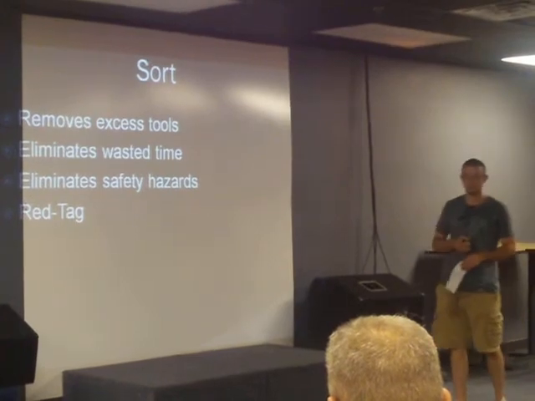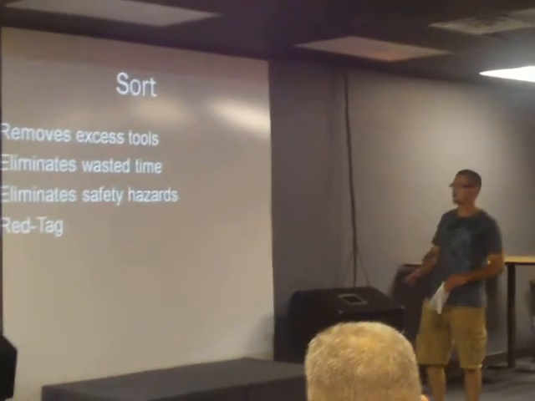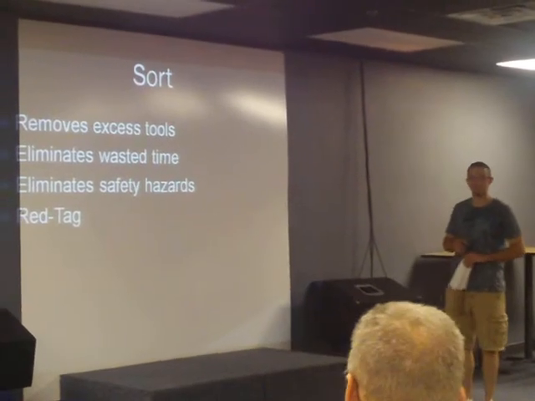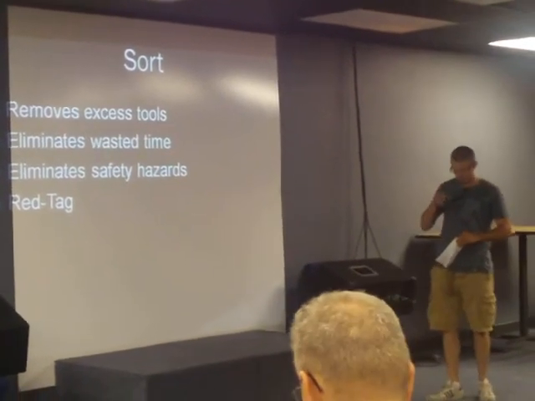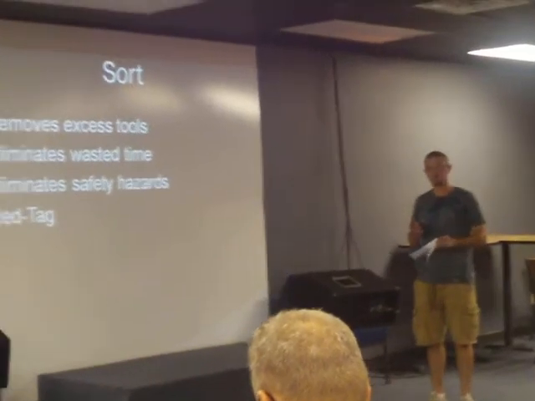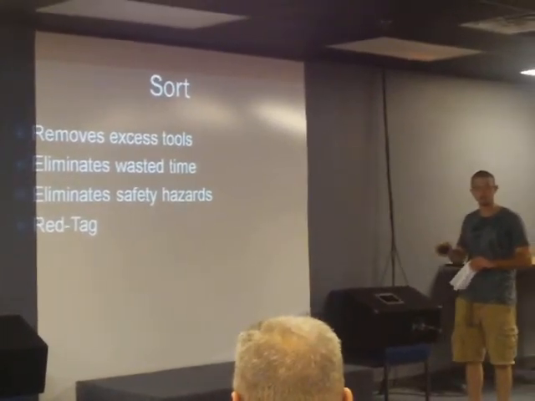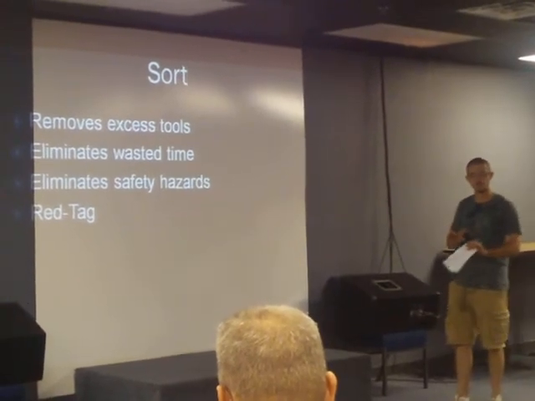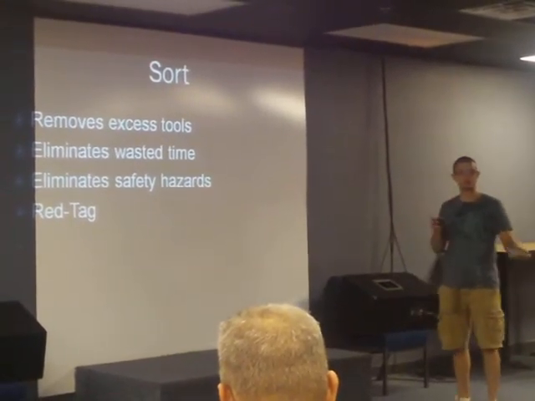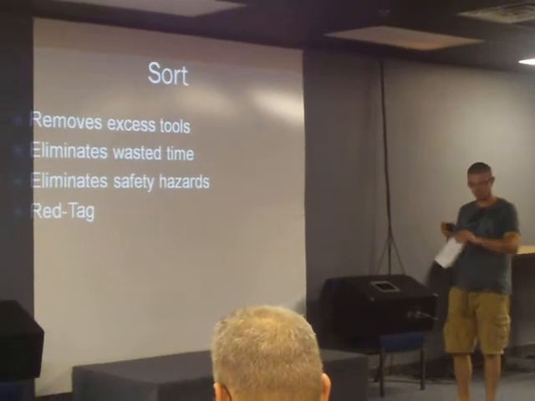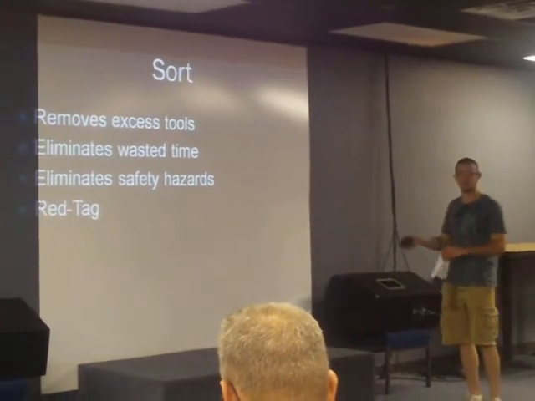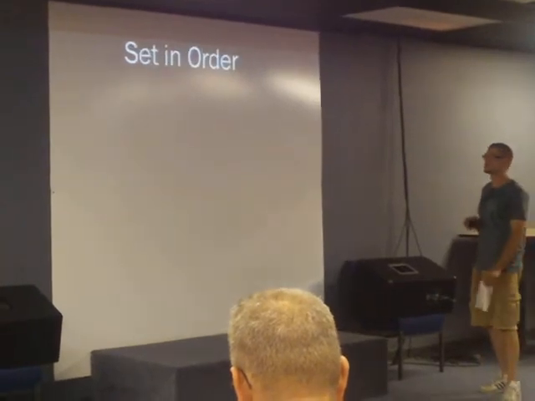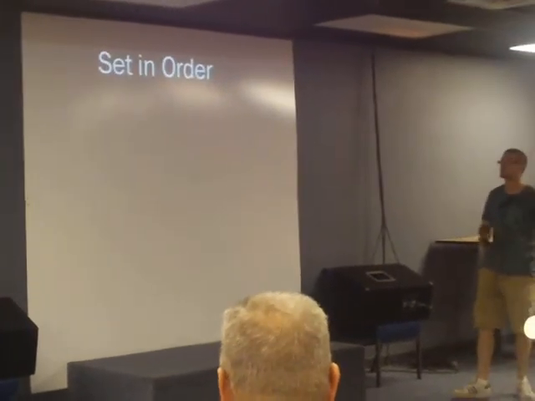The red tag process is a method of going through each of these items in the sort step of the 5S process. As you're going through the things in your garage, you can red tag the ones that may be questionable as to whether or not you need it. And you can go back later on and go through each one of the red tagged items, and decide, okay, I don't need this, I can get rid of it. That's when you start getting into the set in order stage.